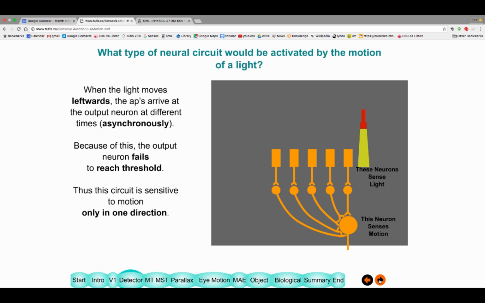Now, in contrast, you can see when light goes in the opposite direction, it activates each of those neurons in sequence. But because these axons are not of the right length, the action potentials reach this neuron at different times, and the cell does not fire. So you don't have any sense of motion from this array of cells in your area MT.